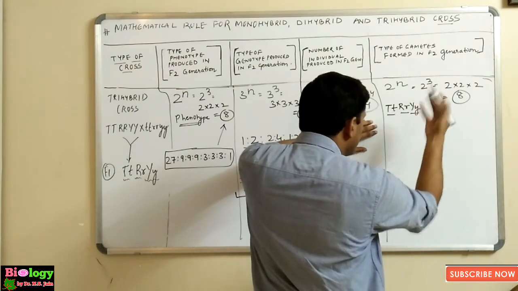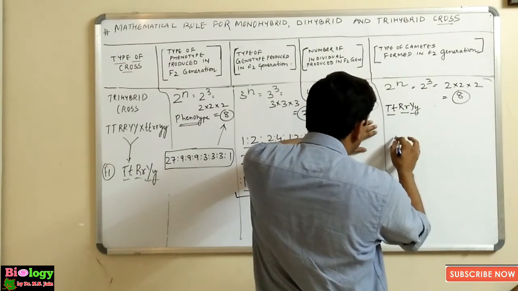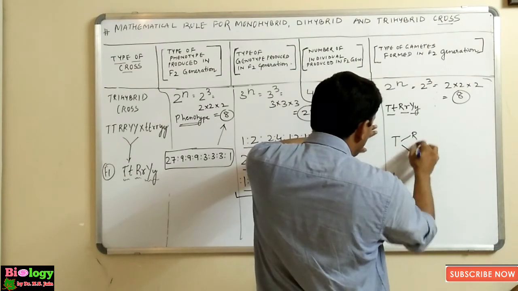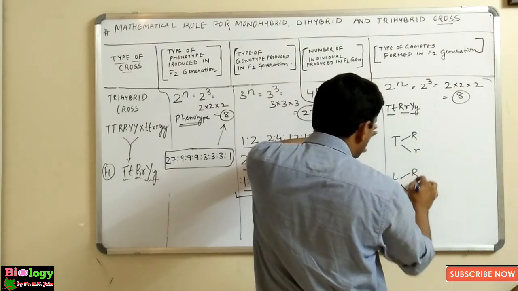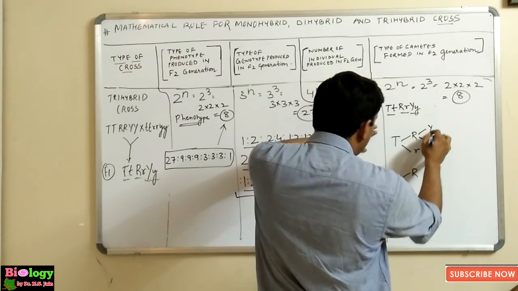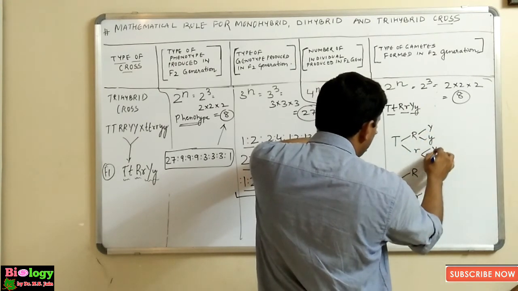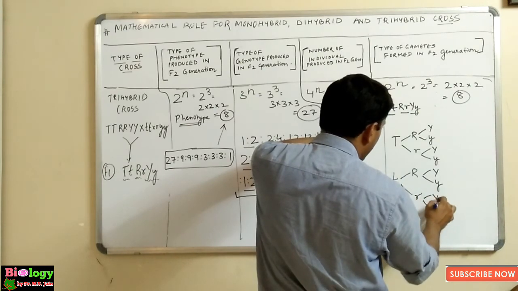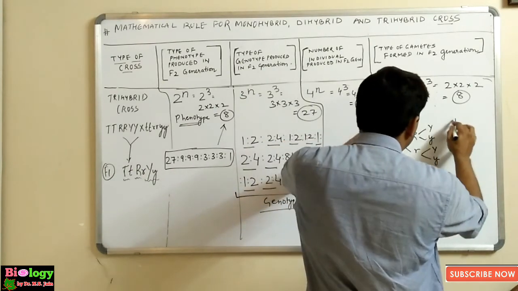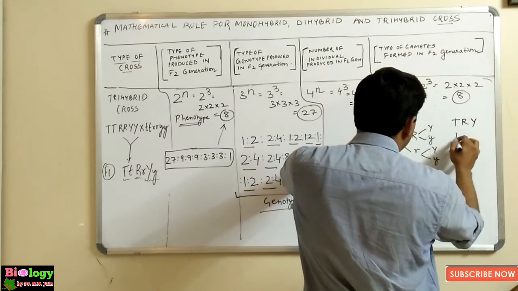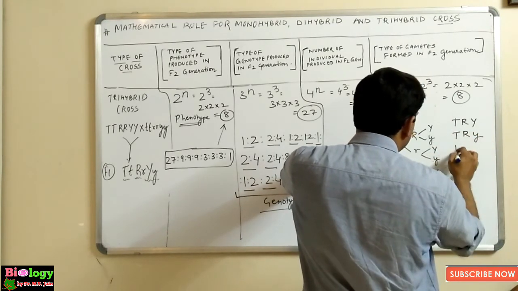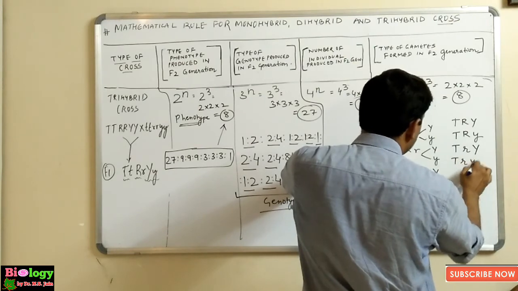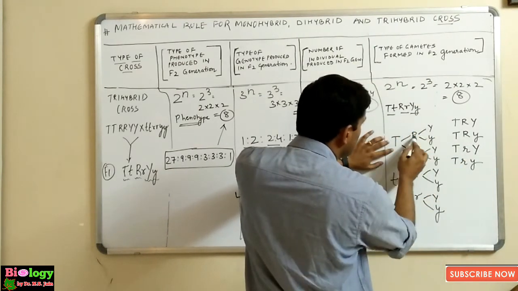How did I come to know? Simple. I have already discussed it in my detailed videos also. Let's see here. Capital T, small t. Now write like this: capital R, small r, then capital R, small r, then capital Y, small y, and capital Y, small y in each of the four places. See here, then capital T R Y, capital T R small y, then capital T small r capital Y, then capital T small r small y. Got it?